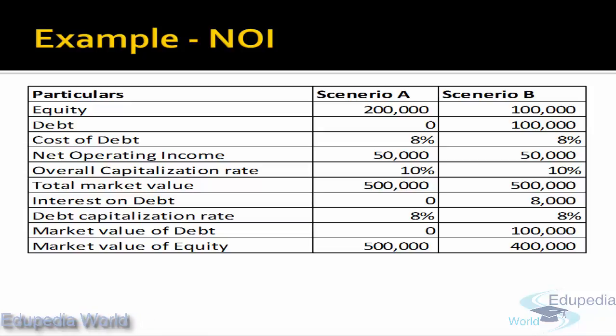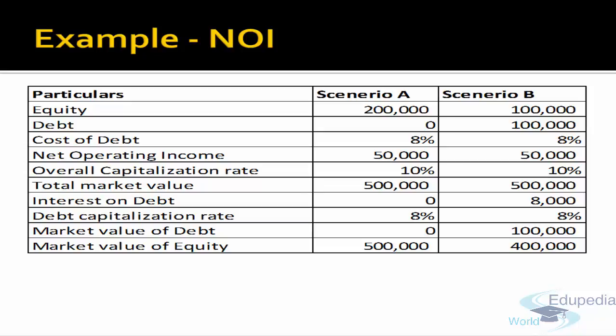What is the basic assumption of NOI? The KD and KO will remain constant. So KO will be 10% in both the scenarios, and the cost of debt is 8% in both the scenarios. So in scenario 1, if I have to compute the cost of equity, that will be equal to KO because there is no debt, KO will remain the same. So in scenario 1, the KE is 10%.